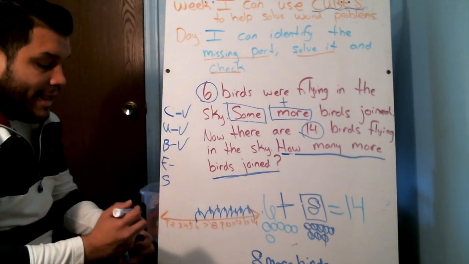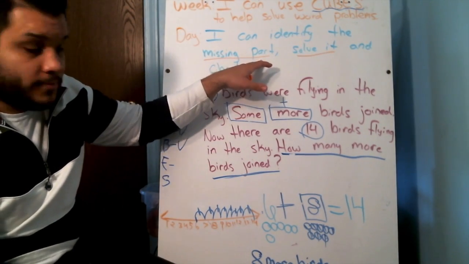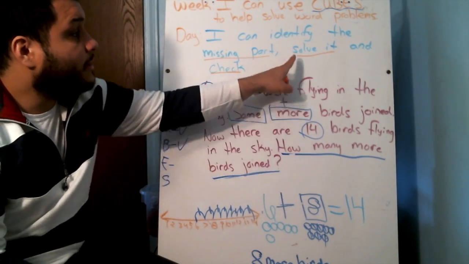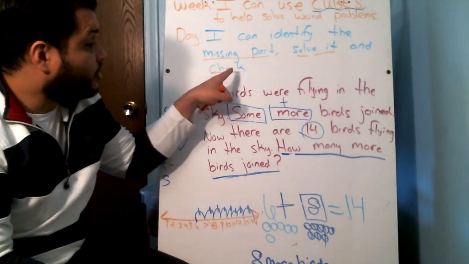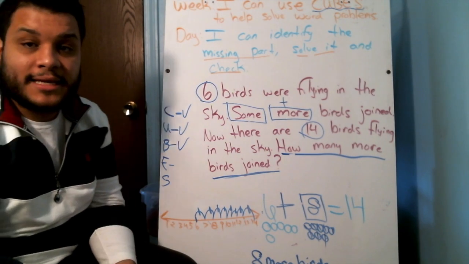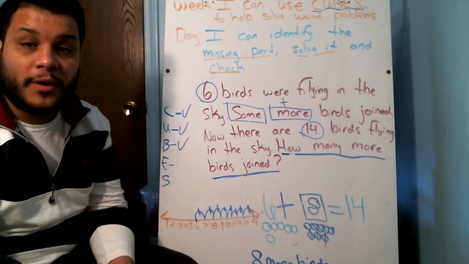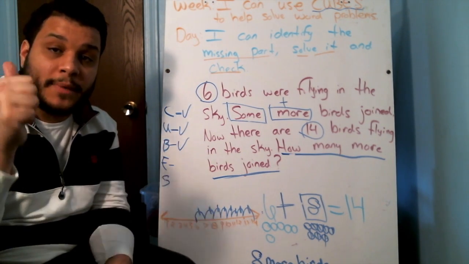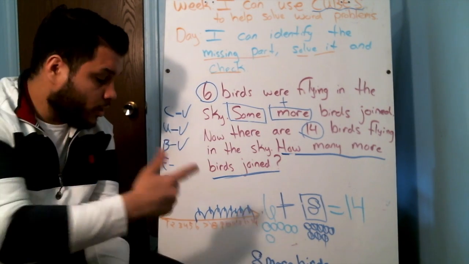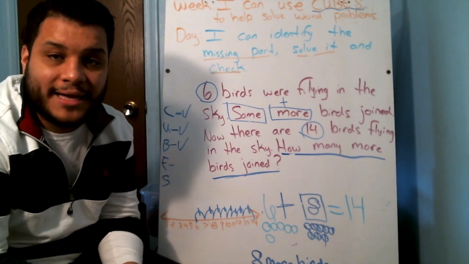Let me go back and make sure that I identified the missing part. Check. Did I solve it? Yes. And did I check my work? Yes, I did. Today, you guys are going to go back and work on your word problems. Make sure to solve and check. You can solve using manipulatives, you can draw a picture, or you can use your number line. And those are the 3 ways that you can check your work as well.